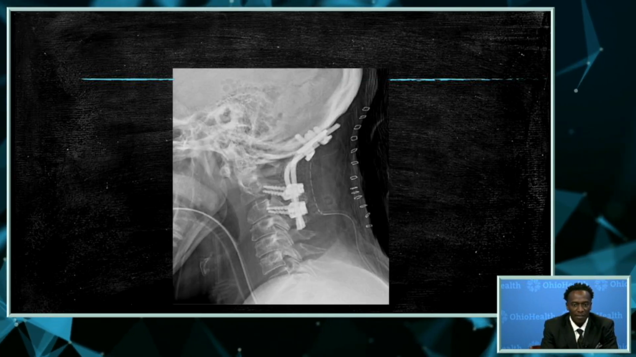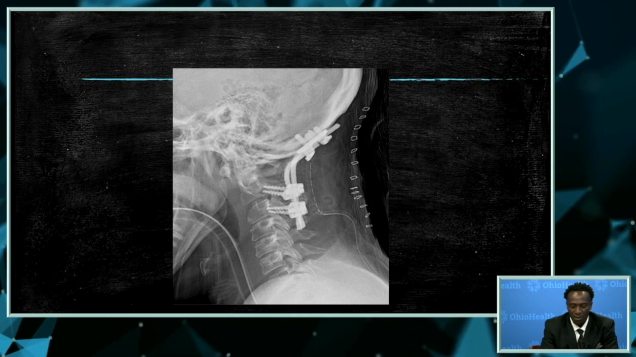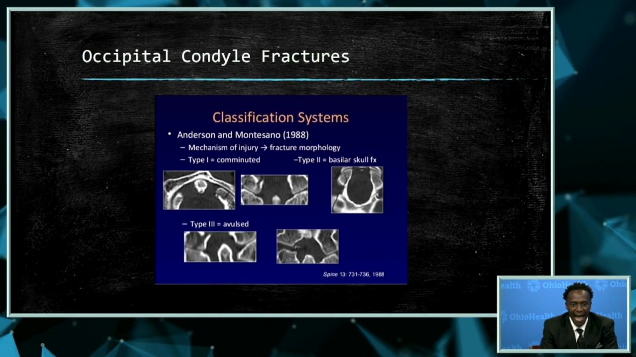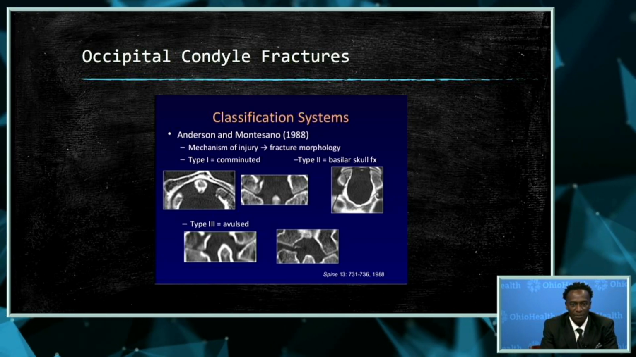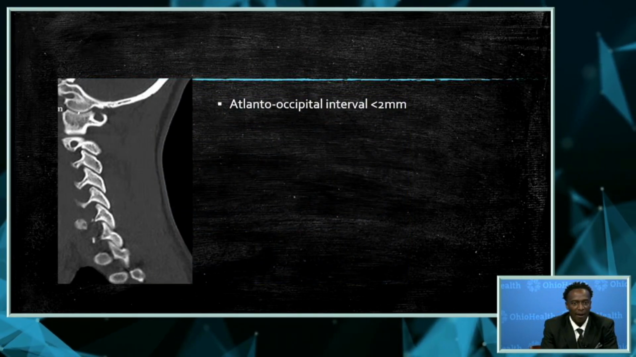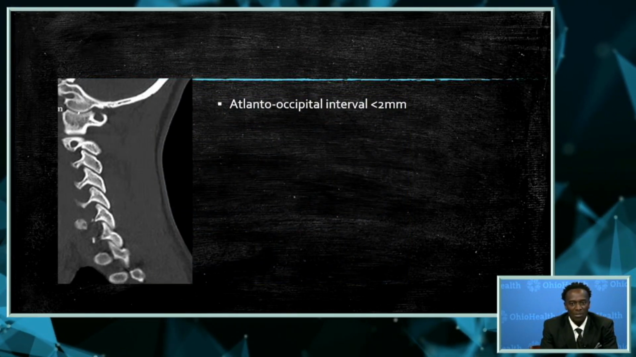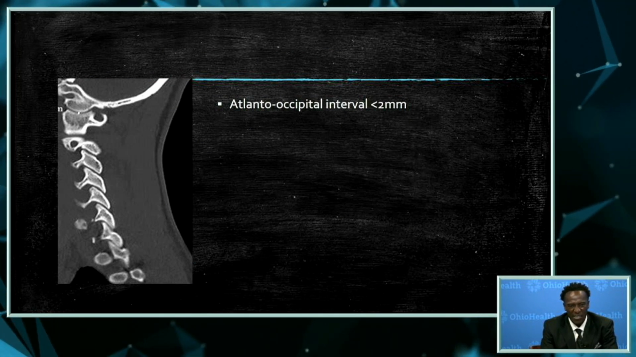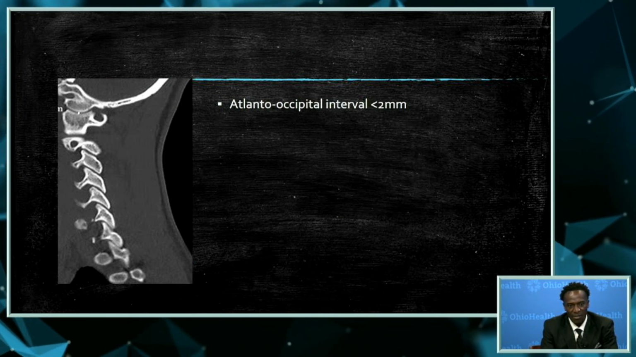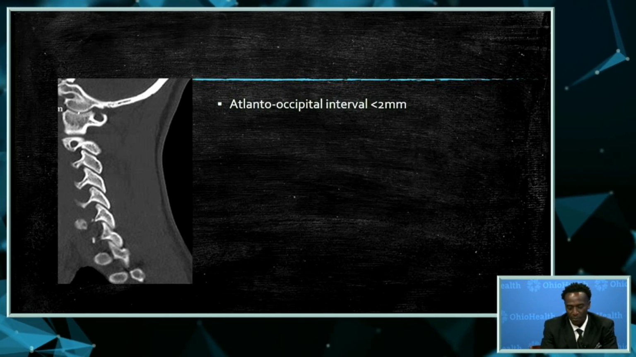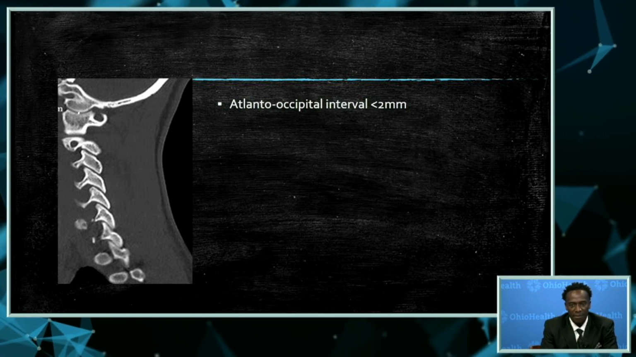So for this here, the treatment will be occipital cervical fusion. The Anderson and Montesano classification here, I'll skip that for now. Remember that atlanto-occipital interval should be less than 2 millimeters. And you can see there with that dot just underneath the occipital condyle, that space should be less than 2 millimeters in adults. In pediatric patients, it's less than 5 millimeters.